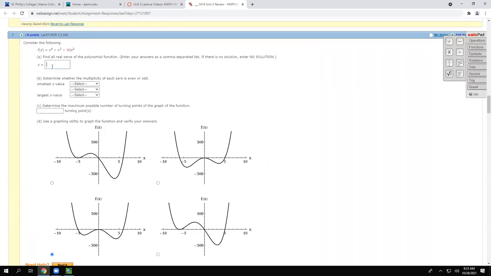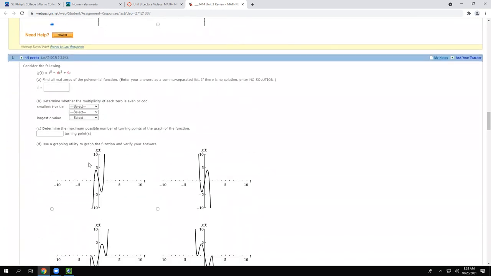Okay, for number seven, we got zero, negative five, and six. Between those three, which one's the smallest? Negative five. And the negative five had odd multiplicity. Then the next one would be zero, right? And zero had what kind of multiplicity? Even multiplicity. And then the six had odd multiplicity. And we already picked that graph.